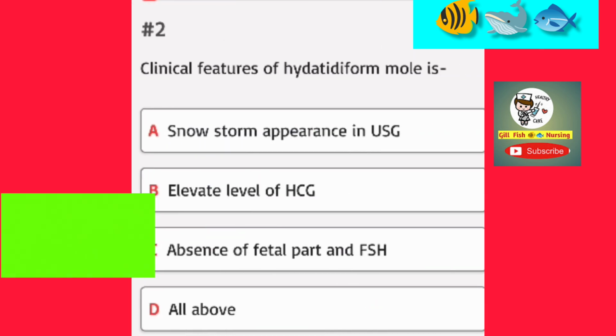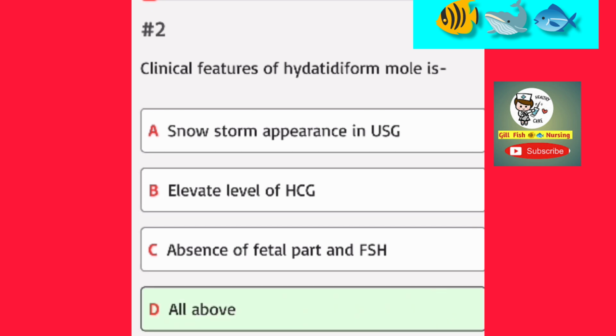Next question. What are the clinical features of hydatidiform mole? A, snowstorm appearance in USG; B, elevated level of HCG; C, absence of fetal parts and FSH; and D, all of the above. So what is the correct answer? Usually for hydatidiform mole you will get a snowstorm appearance, HCG is going to increase, and also absence of fetal heart rate. So the correct answer is all of the above.